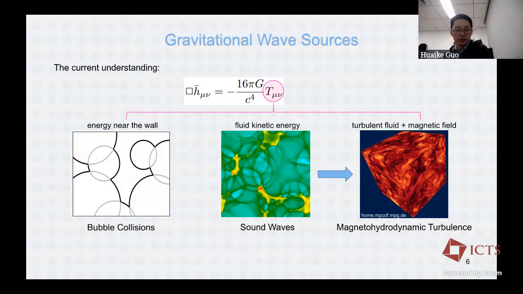Assuming this kind of energy concentration, you can calculate the spectrum by, for example, following Steven Weinberg's Gravitation and Cosmology book. Later on, people realized, as shown by the Helsinki group, that the sound waves in the process should give a dominant contribution to the gravitational wave production. So where do these sound waves come from?